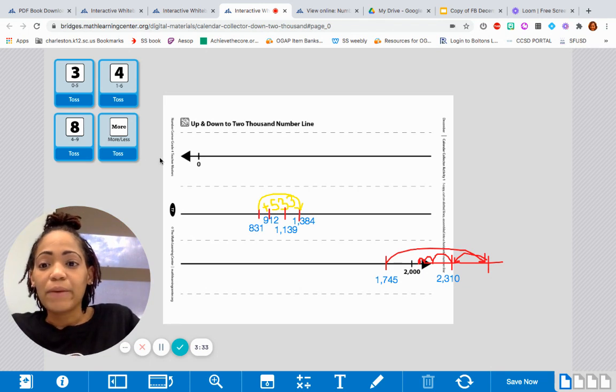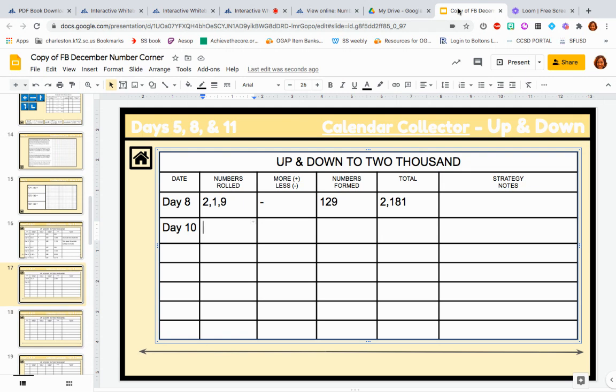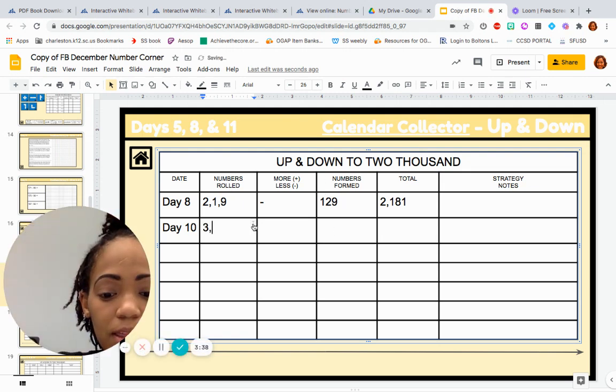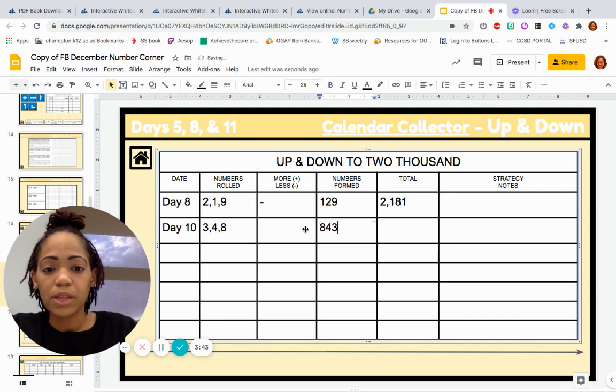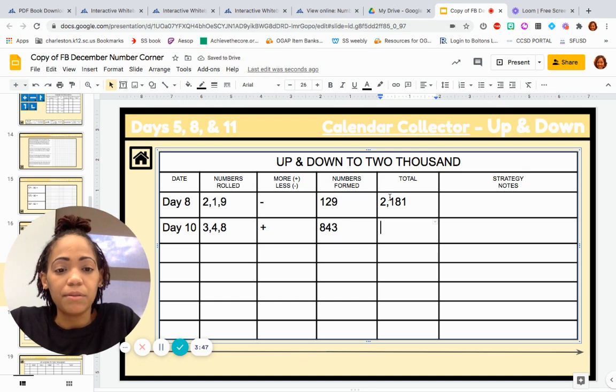3, 4, and 8, and we're playing for more, so we're going to make the number 843. We had 3, we had 4, we had 8. We're making the number 843. Go ahead and work that out. What are you going to get if you add 843 to 2,181?